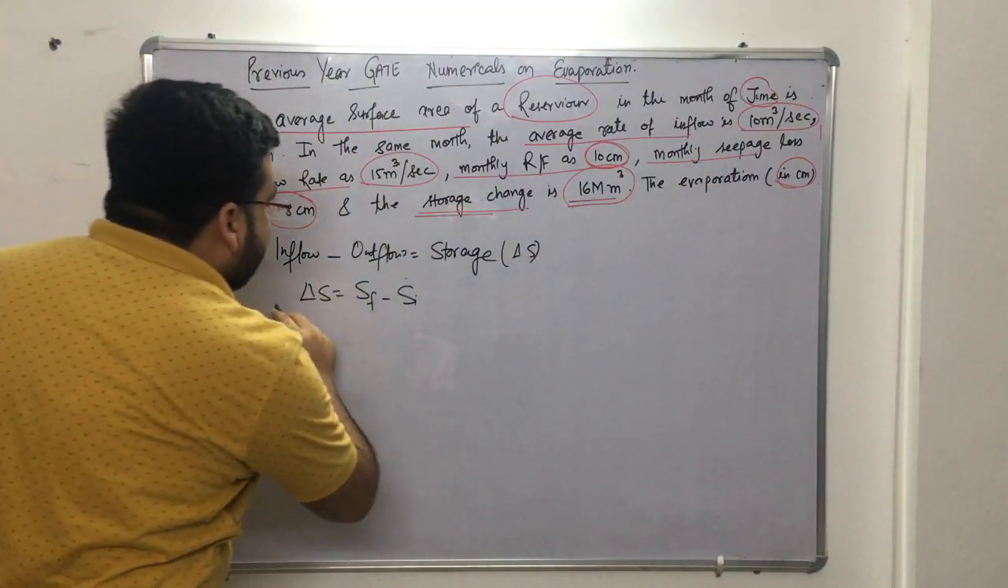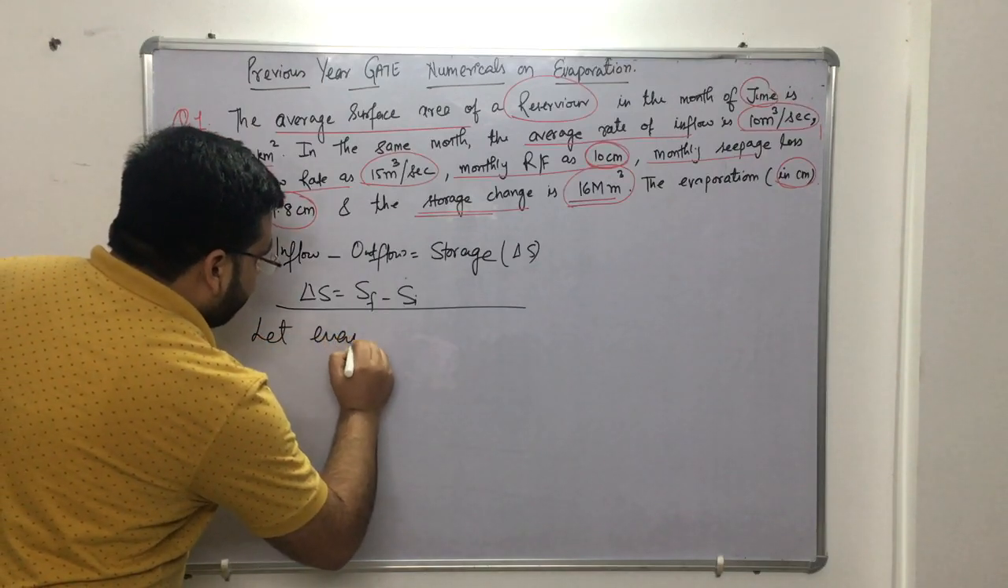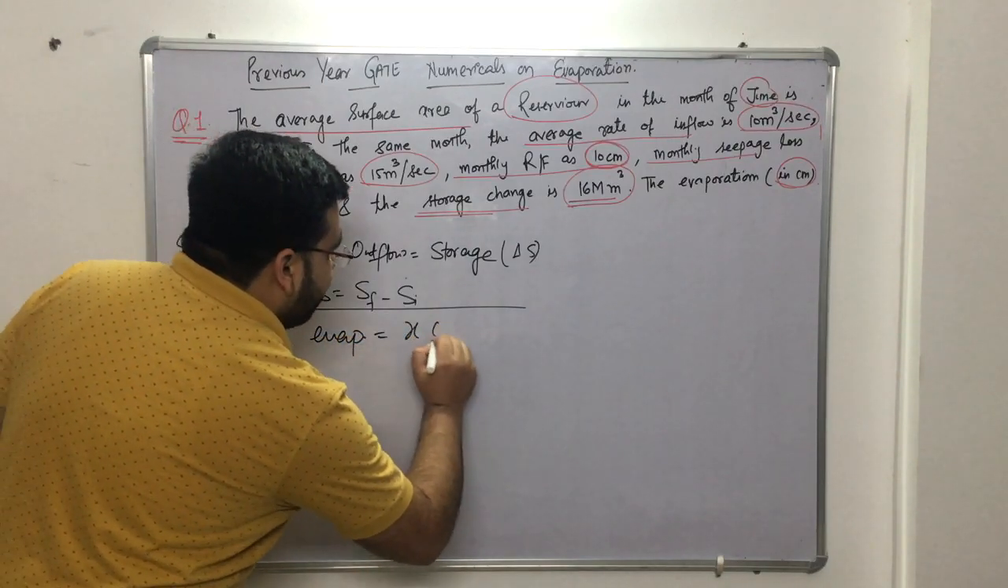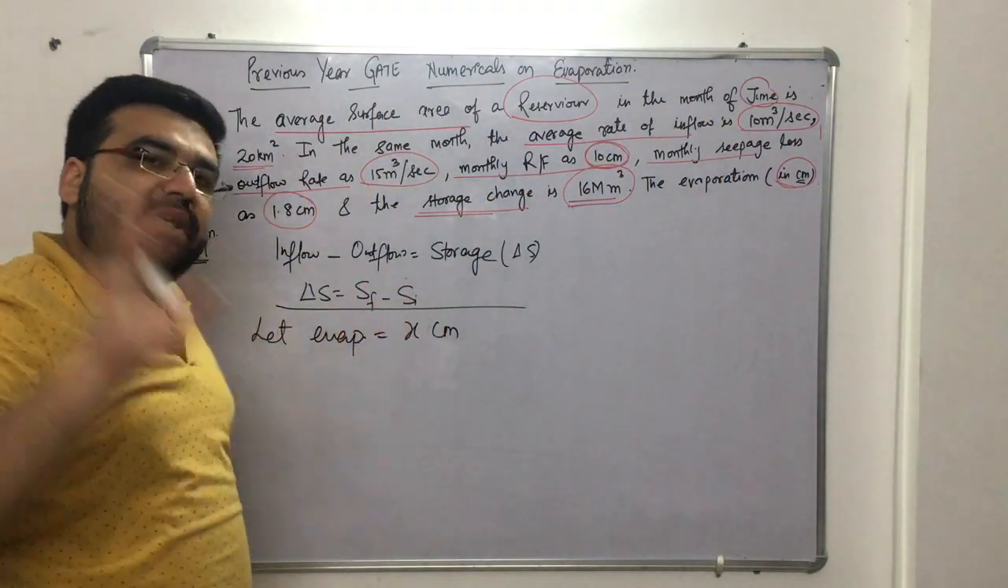So let us say that the evaporation be x centimeter, because we have to determine it in centimeter. Now every unit has to be in centimeter.